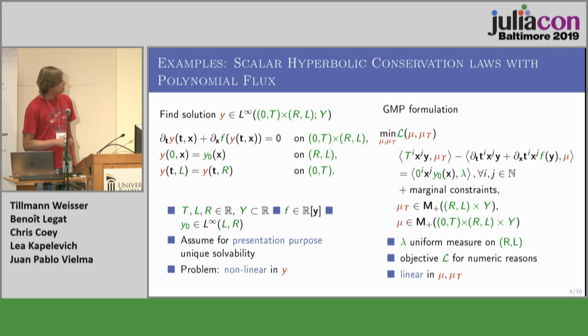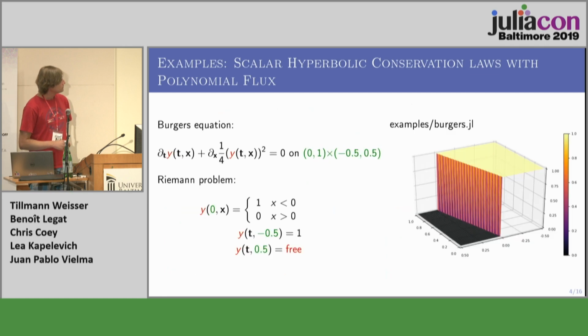And again, the point here is that this expression now is linear in mu, and this is linear in mu t, and here it was nonlinear in the unknown y. This was maybe too abstract, so I have an easier example.